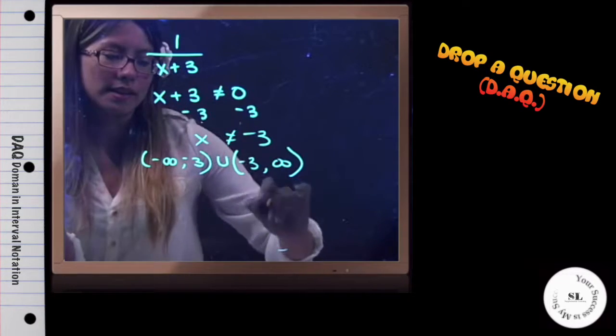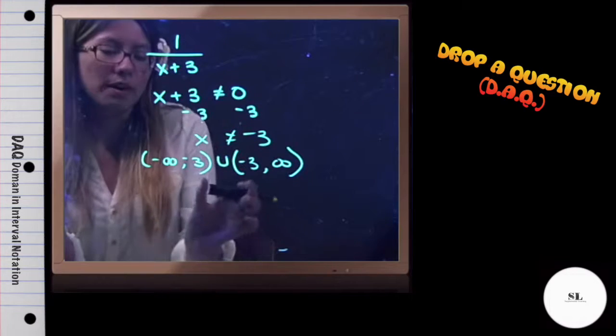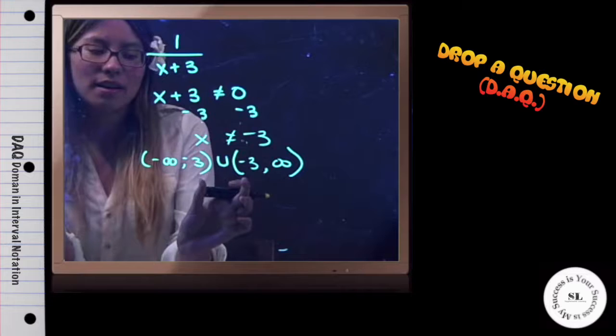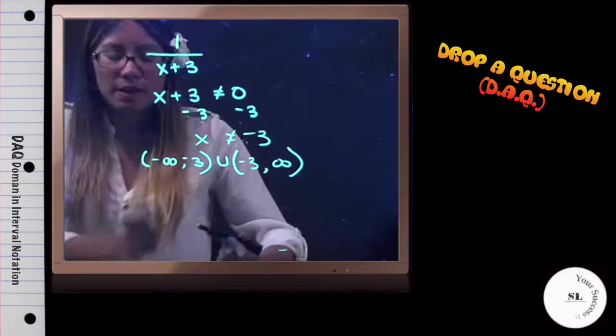Also parentheses. All infinities are closed with parentheses, and because the negative 3 is not included, it's a parentheses. If it were, we'd be using brackets.